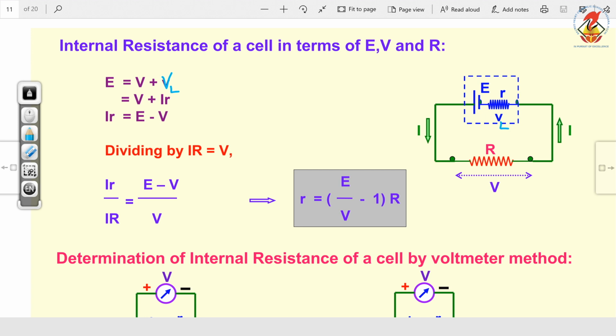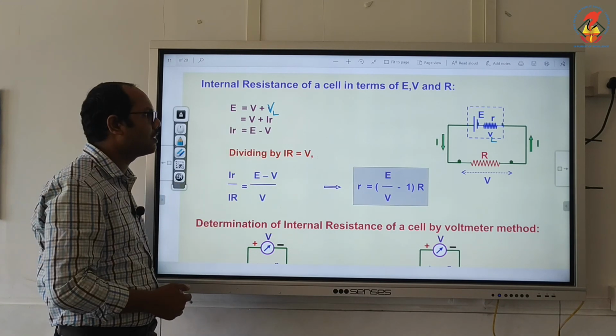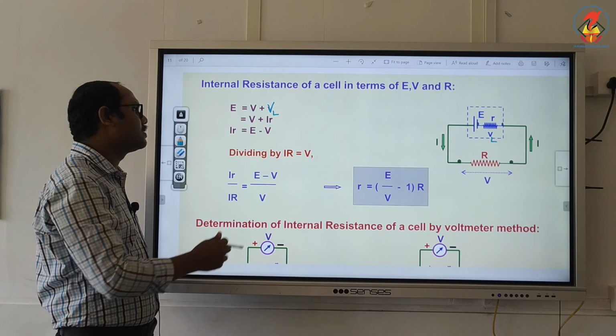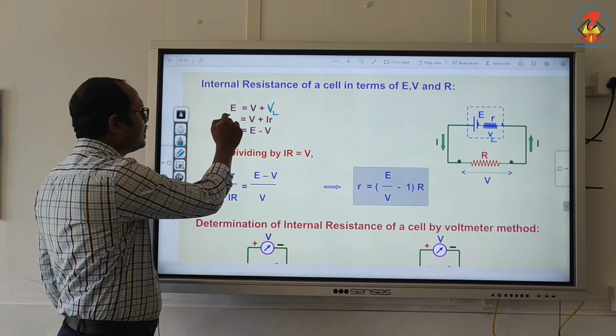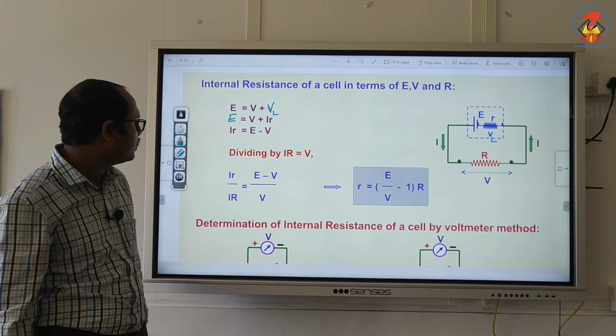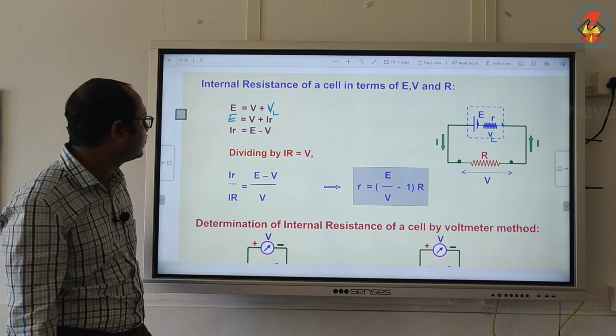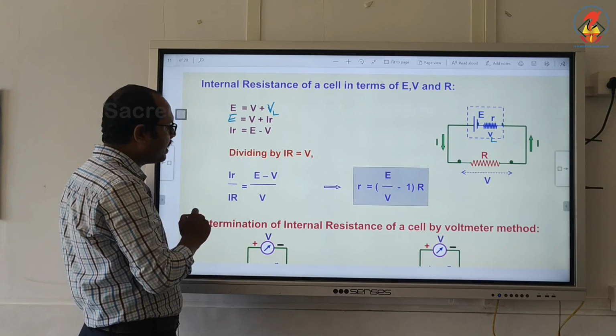So, EMF E is equal to V plus VL, and I just wrote V plus I into small r. Small r is the internal resistance. So, from there, what is this? This is EMF E. So, what is Ir? E minus V. So, dividing by IR equal to V.